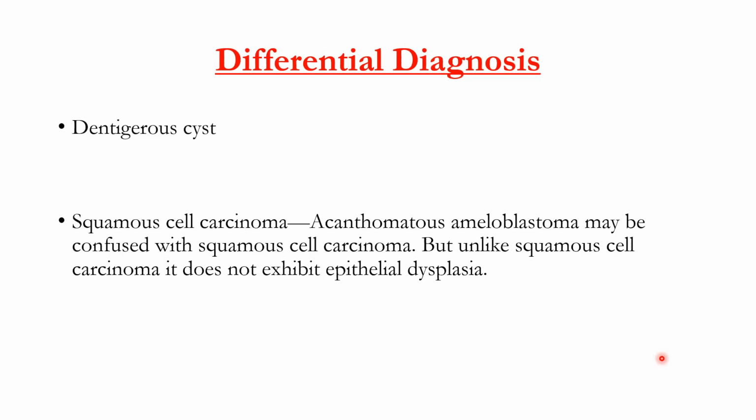The next differential diagnosis is squamous cell carcinoma. This is with the acanthomatous type. That could be confused with squamous cell carcinoma, but we know that squamous cell carcinoma exhibits very typical epithelial dysplasia, which we will not see in the case of acanthomatous ameloblastoma. It is just squamous-like cells, and there is some keratin formation. We'll not see any dysplasia. So that's how you differentiate it.